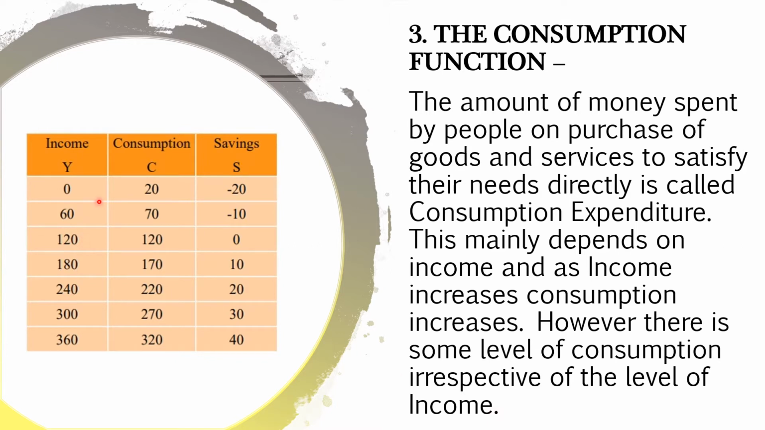I want you to note that the rate at which consumption increases is less than the rate at which income increases. You see here, from 0 to 60, income has increased by 60 units. However, consumption has increased from 20 to 70, which means it has increased by 50 units. Further on, when income increases from 60 to 120 units, consumption increases from 70 to 120 units, which is again less than the increase in income.